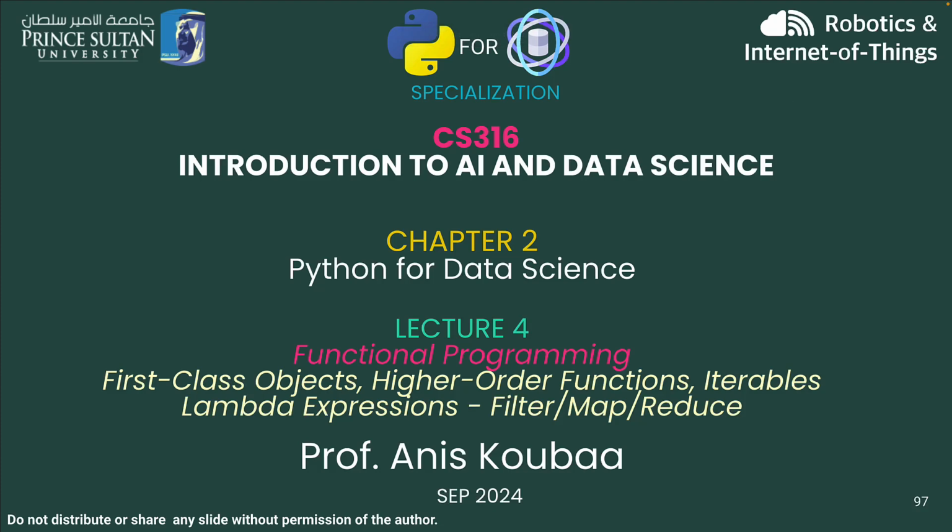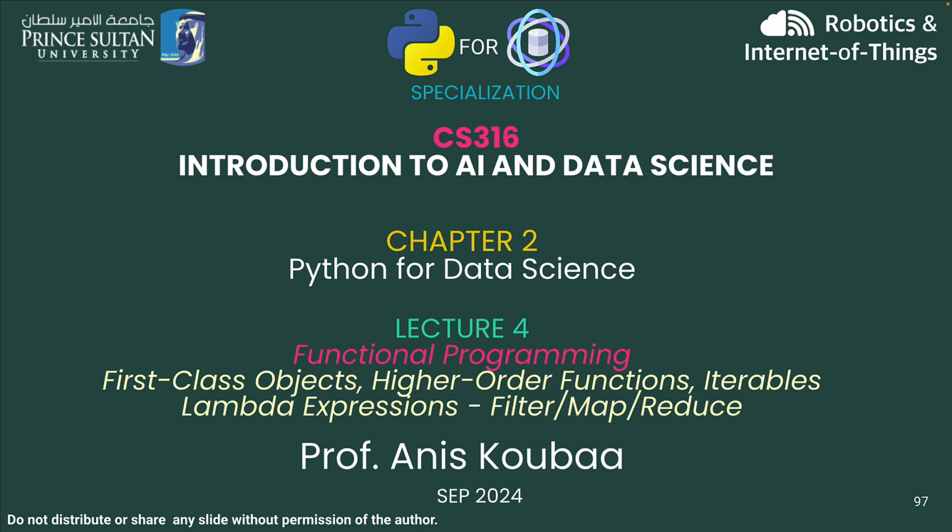Okay, so welcome to lecture 4 of chapter 2, Python for Data Science. It's part of the course CS316 Introduction to AI and Data Science. And today we're going to have a very important lecture. It's a topic that is a little bit under-investigated in programming courses, which is about functional programming. And to introduce you effectively to functional programming, I need to introduce a few concepts related to functions.